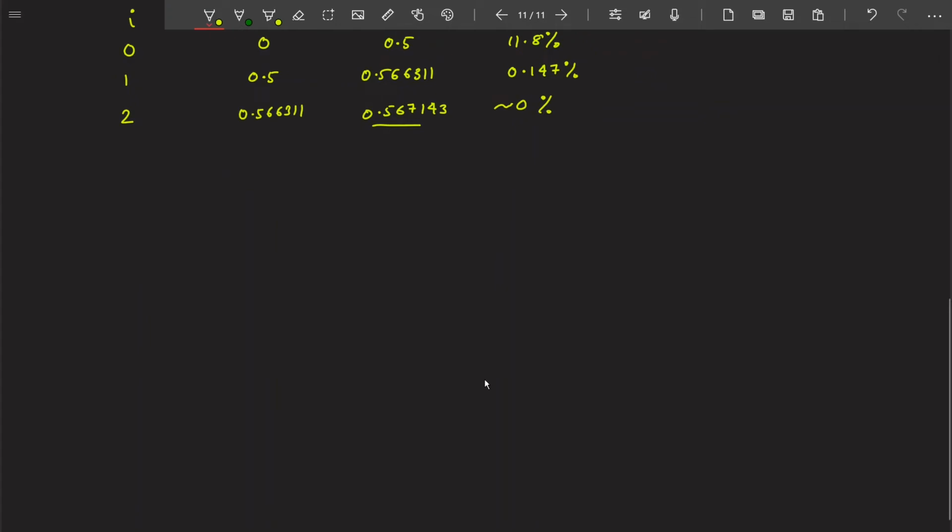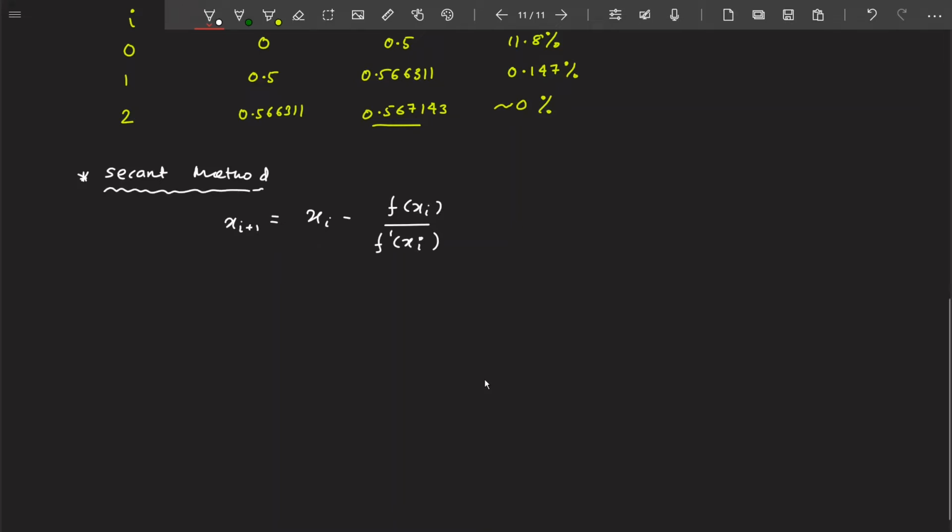Now let us move on to the secant method. Let me use a different color pen here. So the idea behind the secant method is the same as the Newton-Raphson method. Okay, so we know in the Newton-Raphson method, this is xi minus f(xi) upon f'(xi).